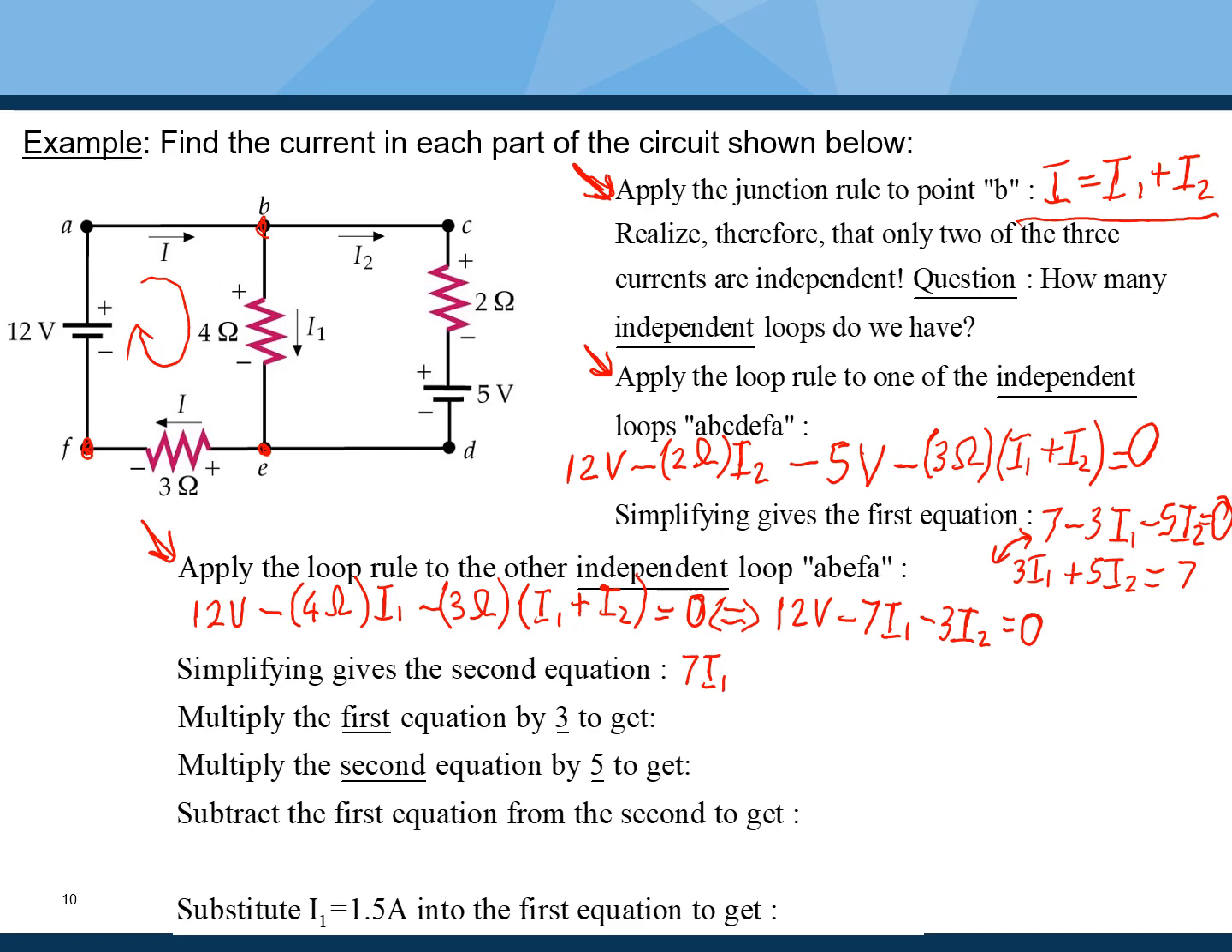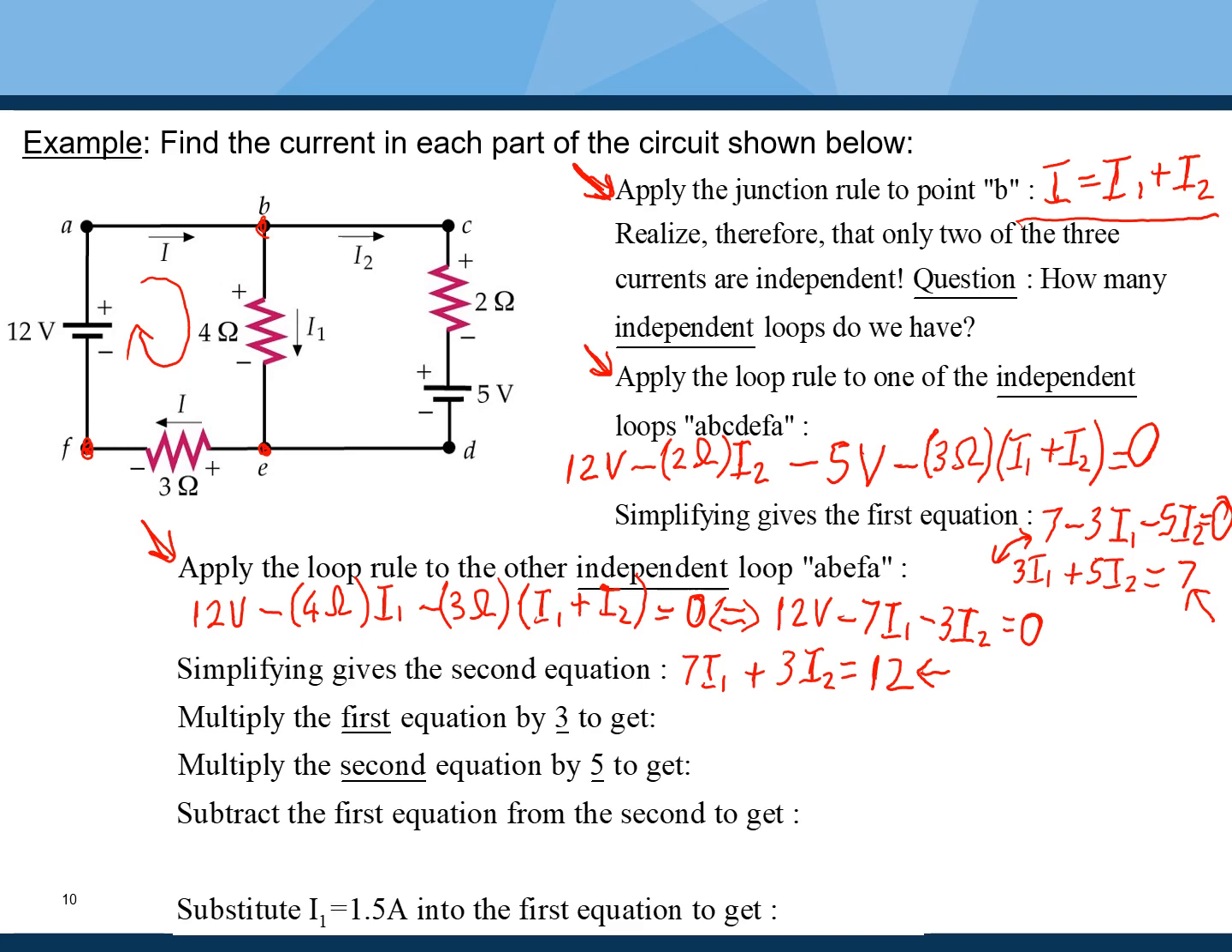7 I1 plus 3 I2 is equal to 12. So 7 I1 plus 3 I2 is equal to 12. This is one of the equations that we're going to work off of. And the other equation that we're going to work off of is 3 I1 plus 5 I2 is equal to 7.